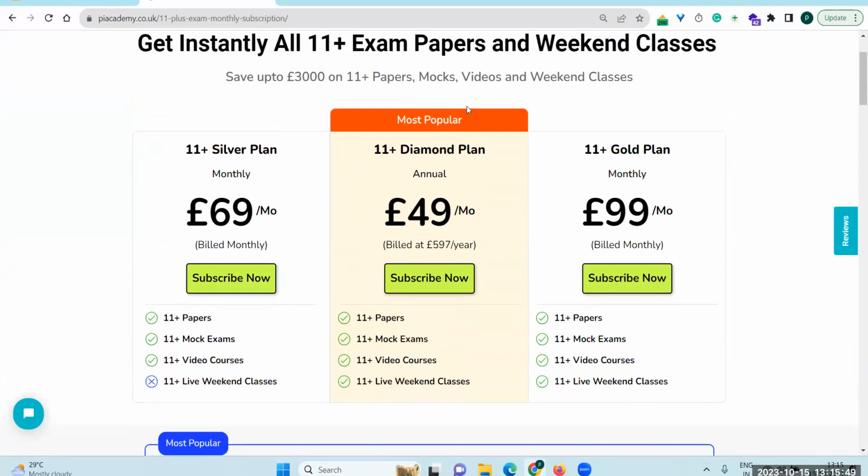Shyam is asking, is there a Pi Academy 11 plus reading list? We will share a list of books that Lewis has recommended. Lewis can also walk you through a couple of the recommended books right now.